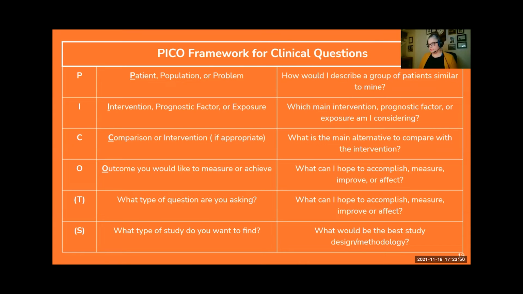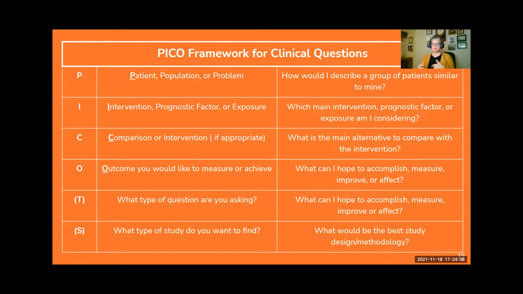So this is just one example of a framework. Now, when I say framework, it's just how are you kind of breaking down your research question? There are different ways to do this. This one is most likely to be used for a clinical question. All right, as you can see.